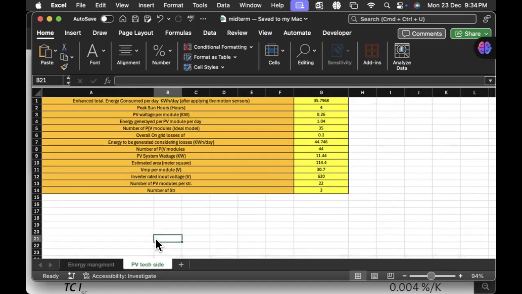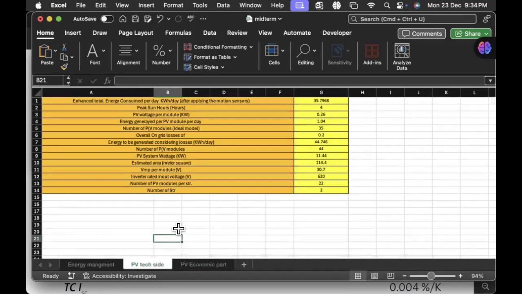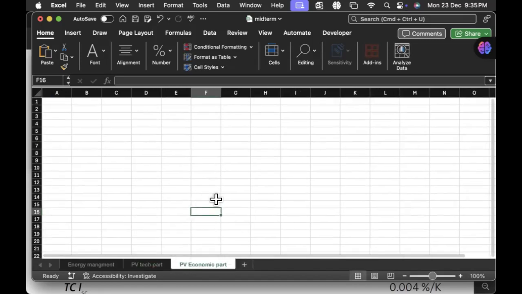Now we need to go to the second or the third sheet related to how we can manage the economic part of the PV. Let's do it side again. Okay, so now we have the economic part. How can we manage the economic part?